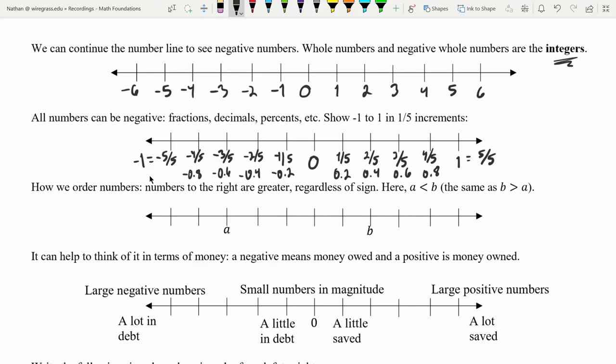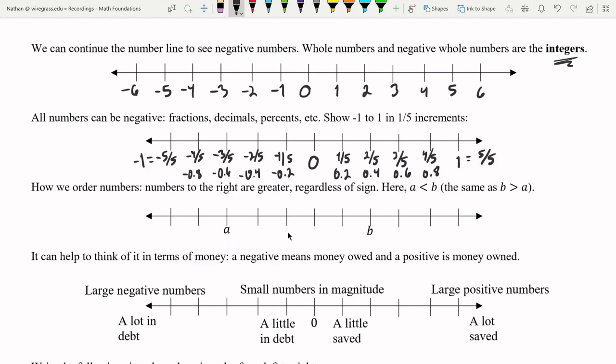We can order these numbers by always keeping in mind that numbers to the right are greater. And it doesn't matter what sign is there. It's always, as you go to the right, you get greater and greater numbers. So here we can see that if A is here on the number line and B is here, then A is less than B, or the same thing as saying B is greater than A.